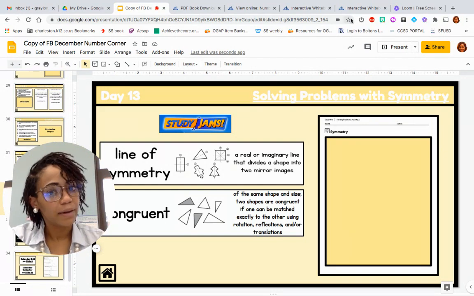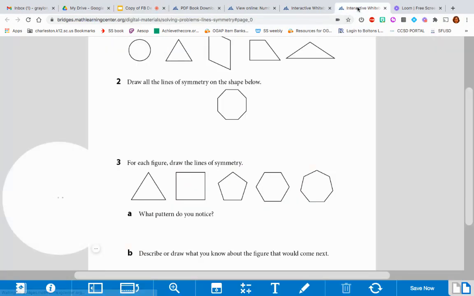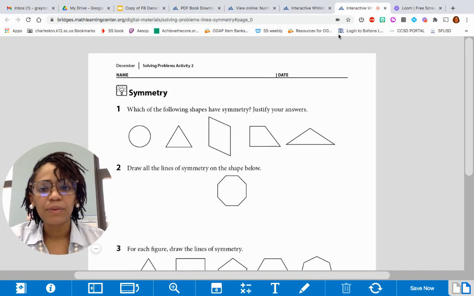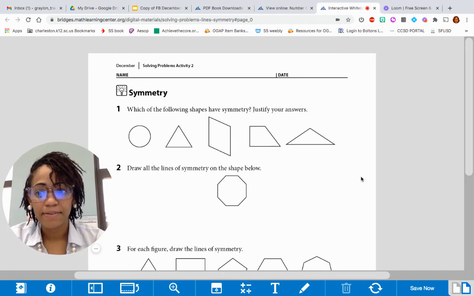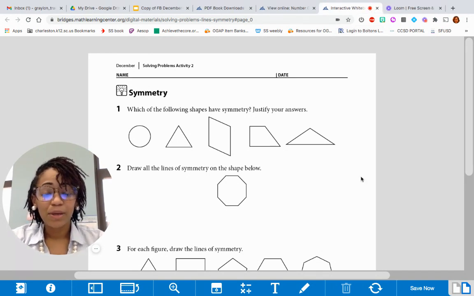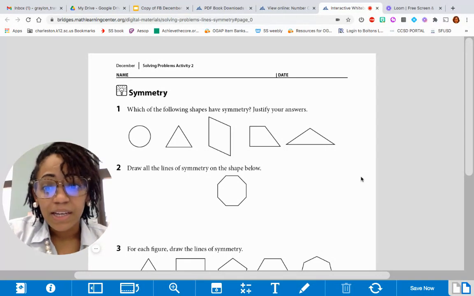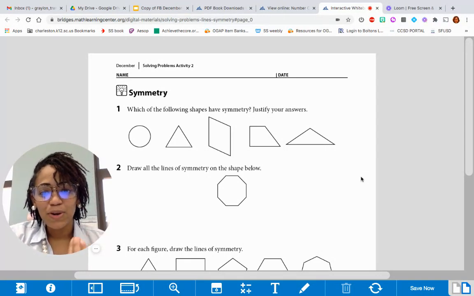And so, with that in mind, let's look at our problem number 1. Which of the following shapes have symmetry? So you may want to pause this video so you can work with a partner or talk about it, think about it, and identify your choice. Make sure you justify your thinking.